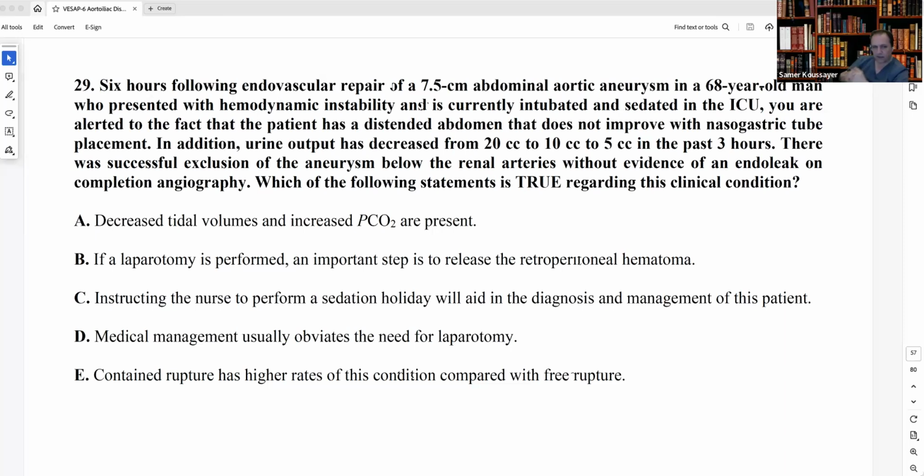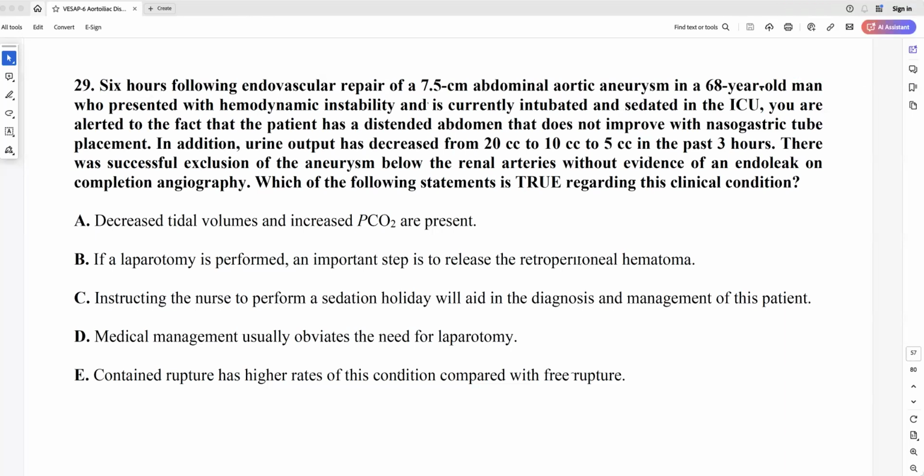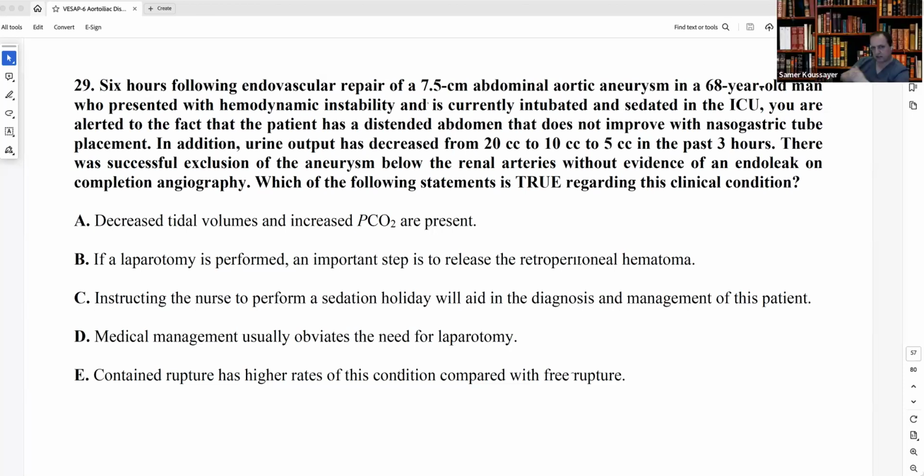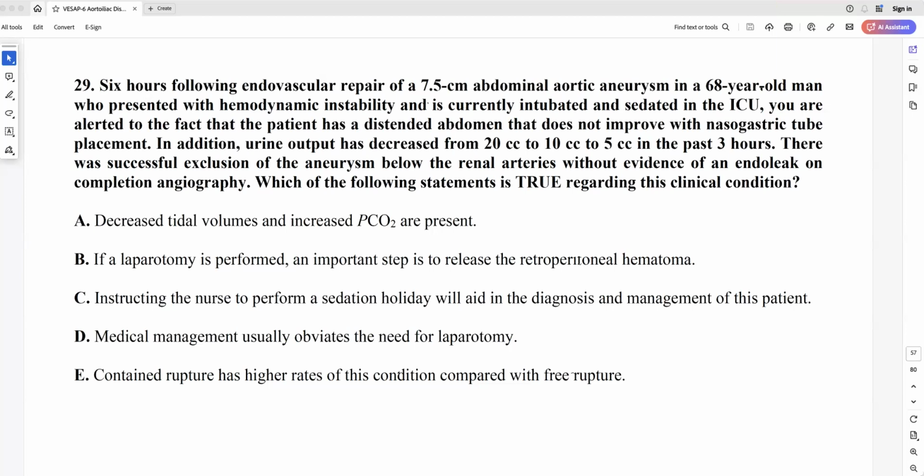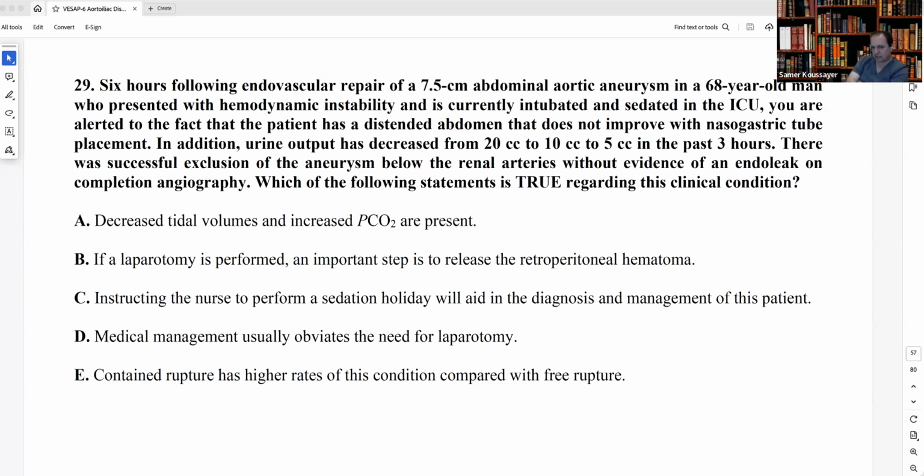Okay. Yes. Next one. D, medical management usually obviates the need for laparotomy. No, usually it fails. I mean, you can try one, but most of the time they fail. Most of the time what you have to do is a laparotomy. It's like a compartment syndrome in the leg. You can try a muscle relaxant, but most of the time it doesn't work. You have to do laparotomy, unfortunately.